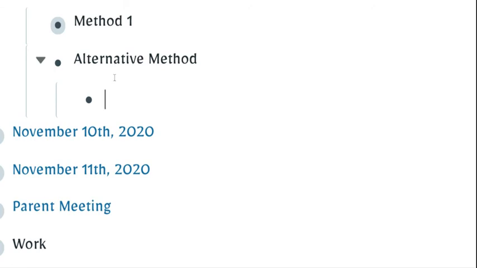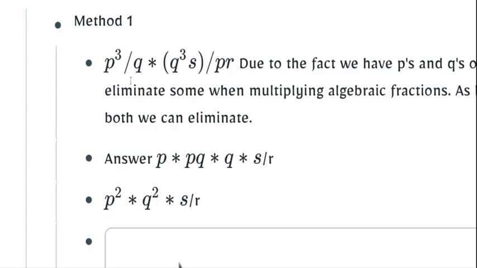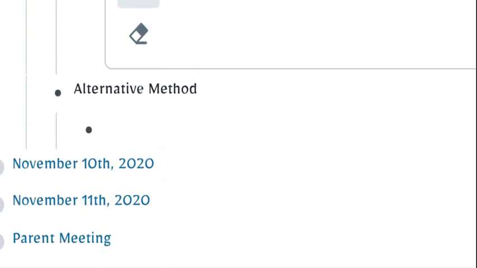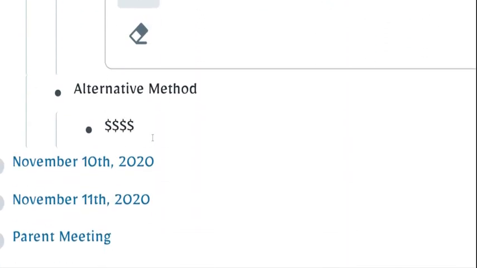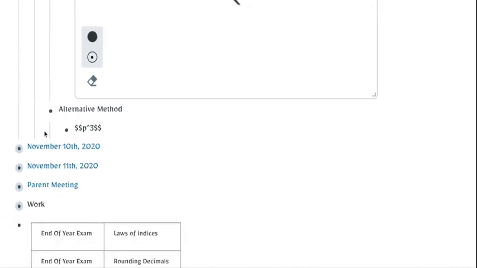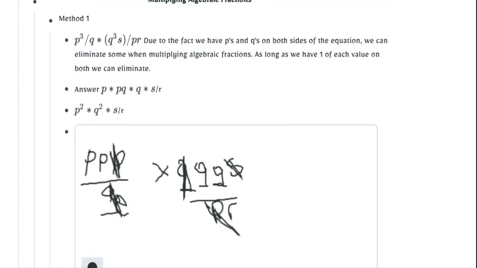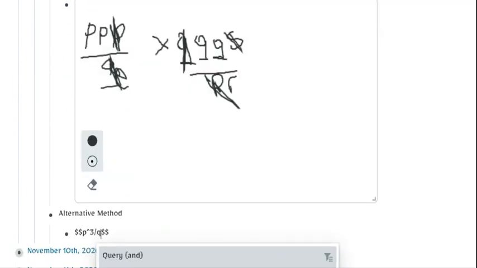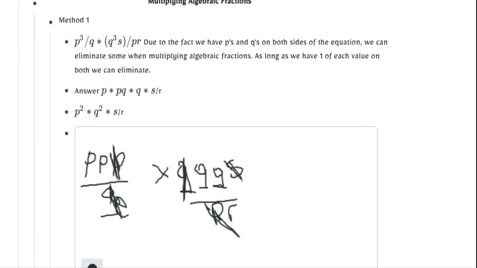Let's go back to the question. The question was originally P cubed, let's write p to the cube power, divided by q, multiplied by q to the cube power times s.